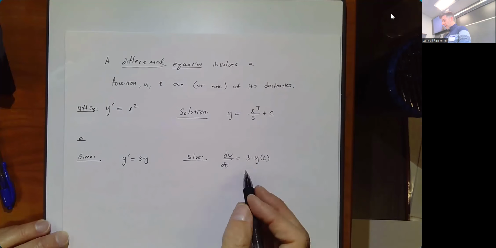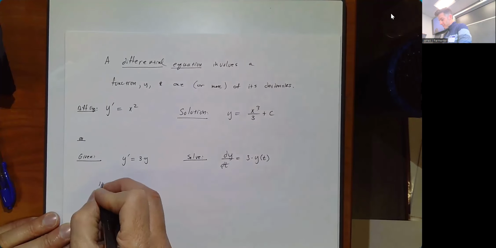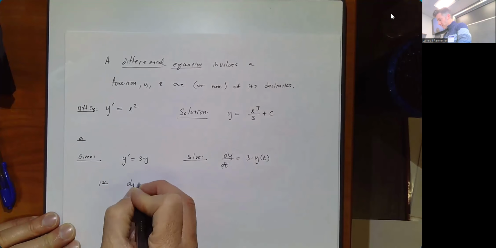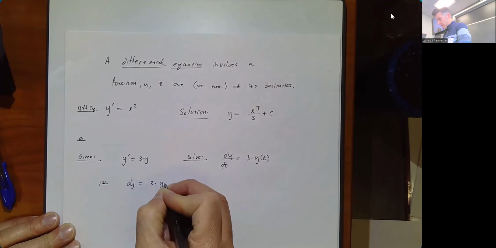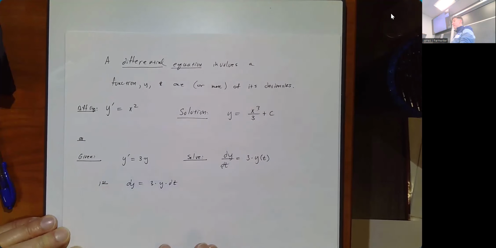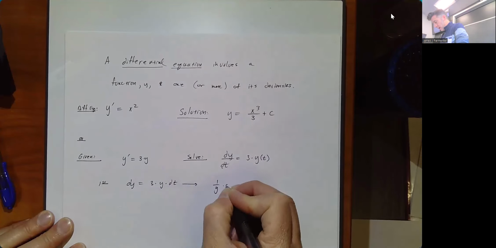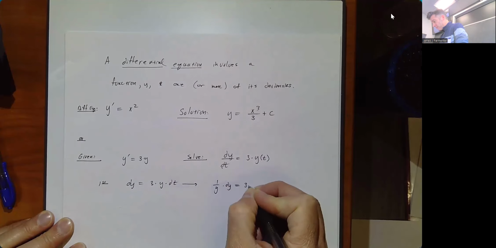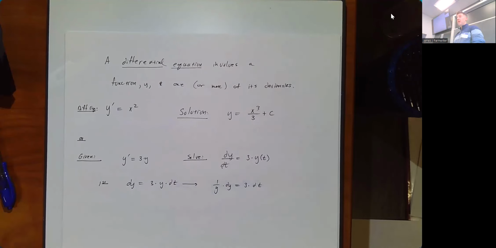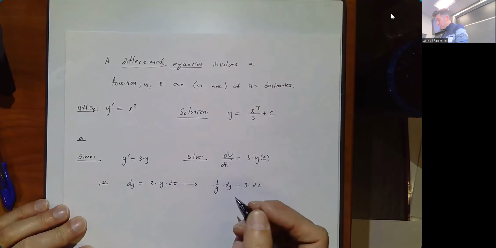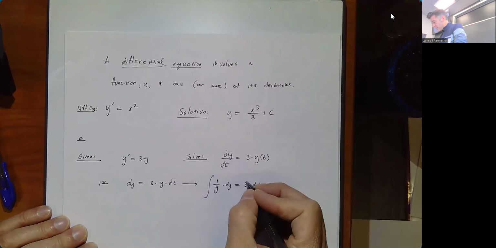So if I was doing this, I would first say dy equals 3 times y times dt. So I certainly have all my t's on the right, but now I need all my y's on the left. So I'm going to divide both sides by y. So I'm going to get 1 over y times dy equal to 3 times dt. And then we're going to anti-differentiate both sides to be able to solve for y as a function of t. So we're going to integrate both sides.